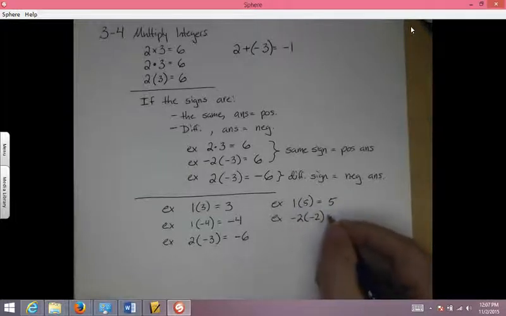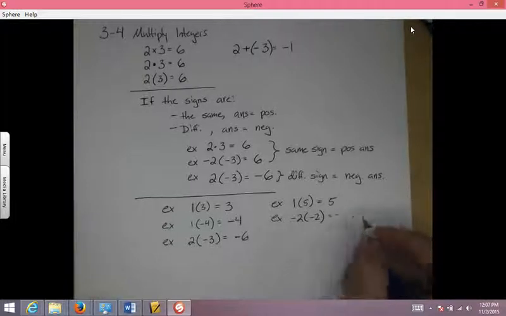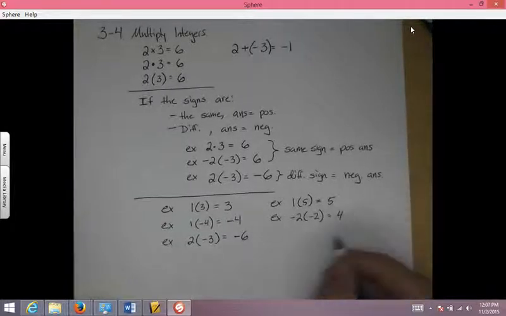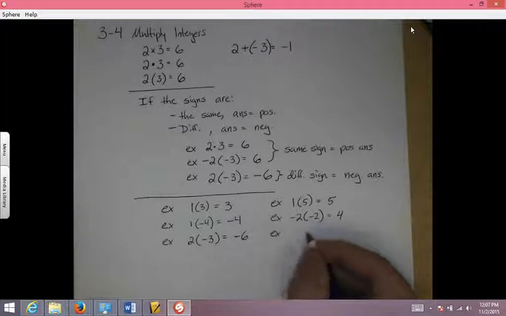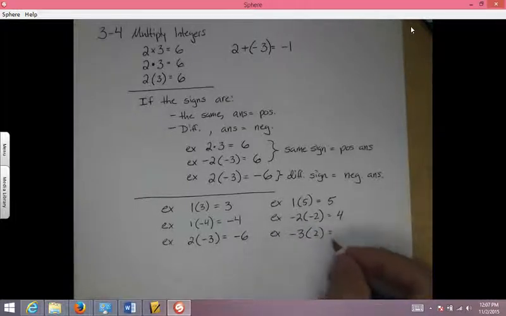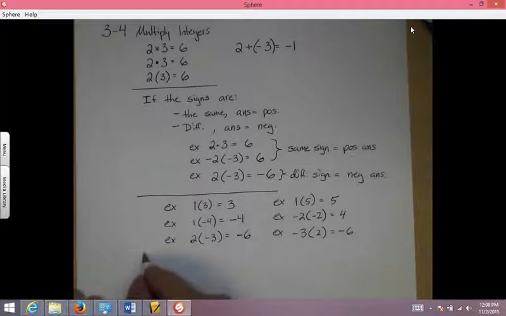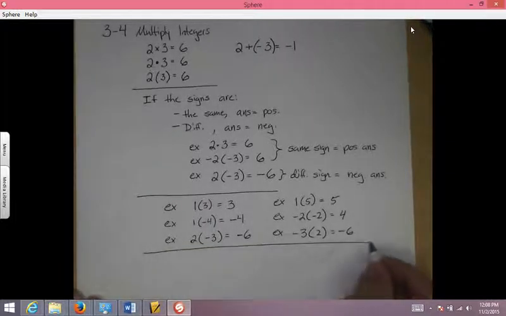Same or different signs? Same. So the answer is? Positive. And let's do one more. Same or different signs? Different. So the answer is? Negative. Good. Okay. So, next part.